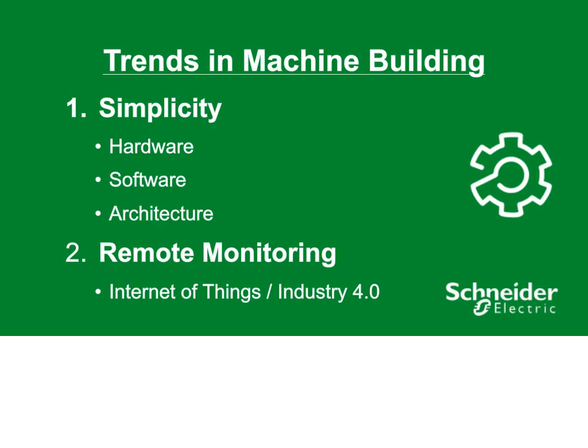The two trends in the machine building industry that we will be looking at are simplicity and remote monitoring. Within simplicity, we're going to be talking about how hardware is coming together to give a more succinct hardware solution. We'll talk about how software is coming together to be able to program more devices within one software suite. And we'll be talking about how architectures overall are being simplified.